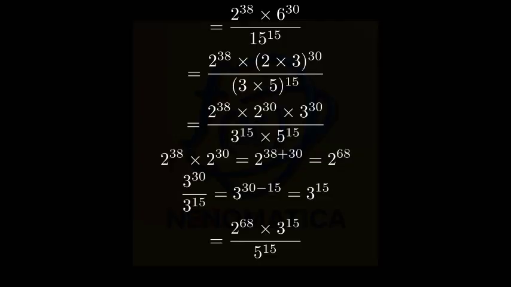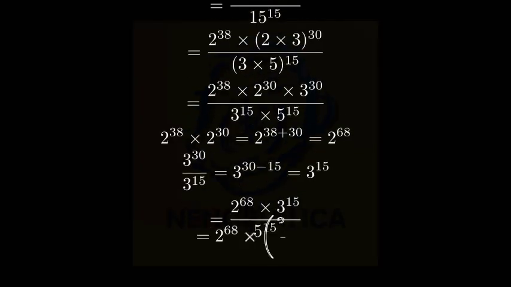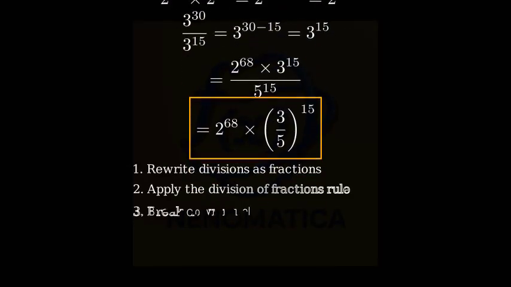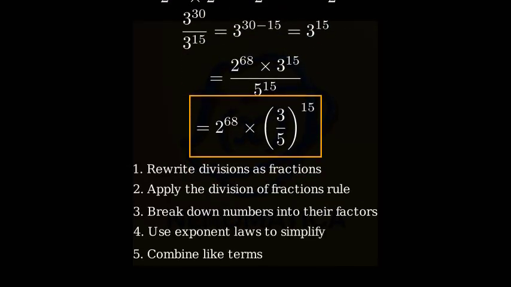We can write this in a slightly different form. 2 to the power of 68 times 3 to the power of 15 over 5 to the power of 15 is equal to 2 to the power of 68 times (3 over 5) to the power of 15. And this is our final simplified answer. And there we have it. We've successfully simplified this complex expression step by step.